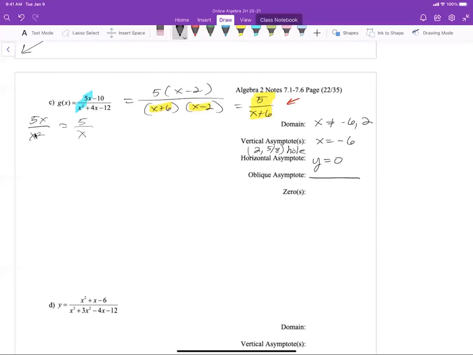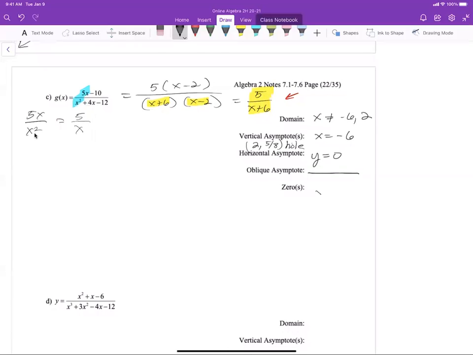What values of x make the numerator 0? That will be a zero. And so we might find that 2 would be an answer. But be careful, 2 is not in my domain. So essentially, there are no zeros, none. So now we can go ahead and start graphing.